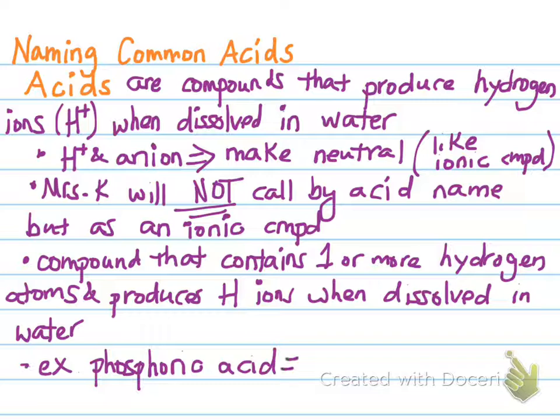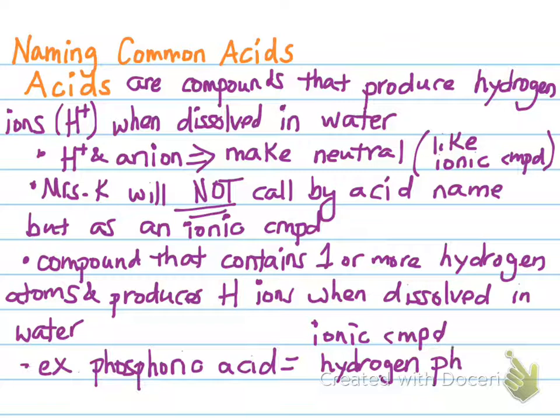I'm going to call phosphoric acid the ionic compound hydrogen phosphate. So if I want you to write the formula for phosphoric acid, I'm going to say hydrogen phosphate. And you're going to write the formula for it the same way you do ionic compounds.